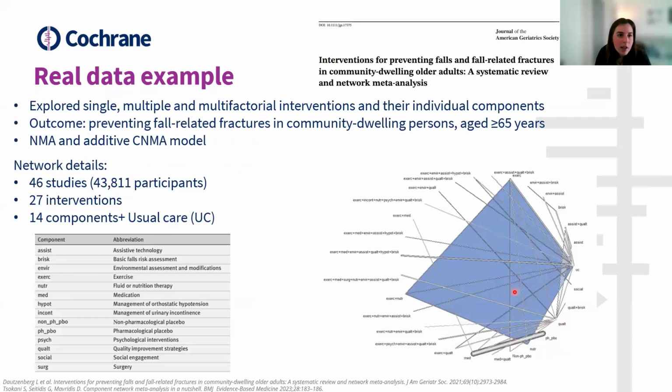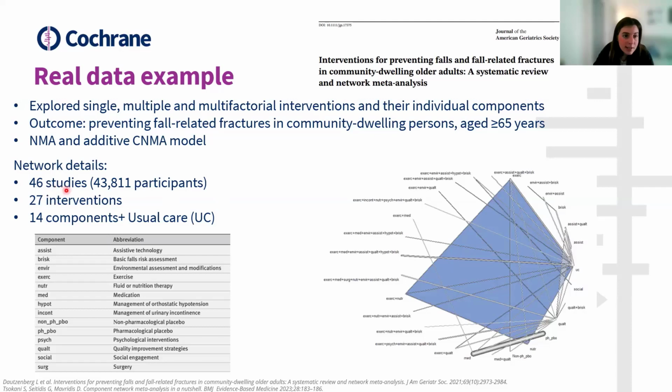So let's see now a real data example. In this example, the authors explored single, multiple, and multifactorial interventions and their individual components. The outcome they explored, and we are interested in, is preventing fall-related fractures. So the authors performed both network and additive CNMA models. And let's see some details about this network, about the specific outcomes.